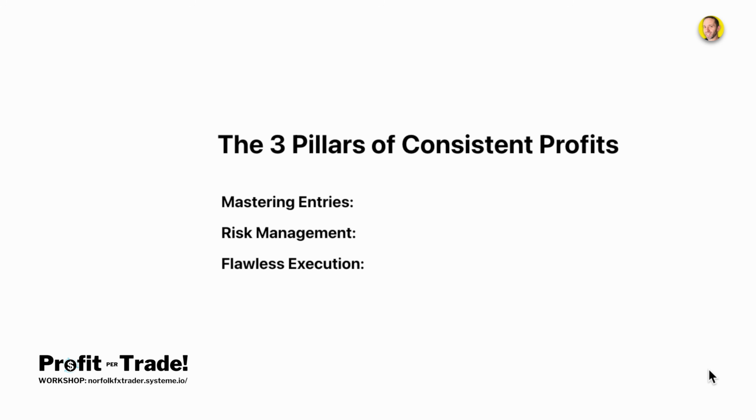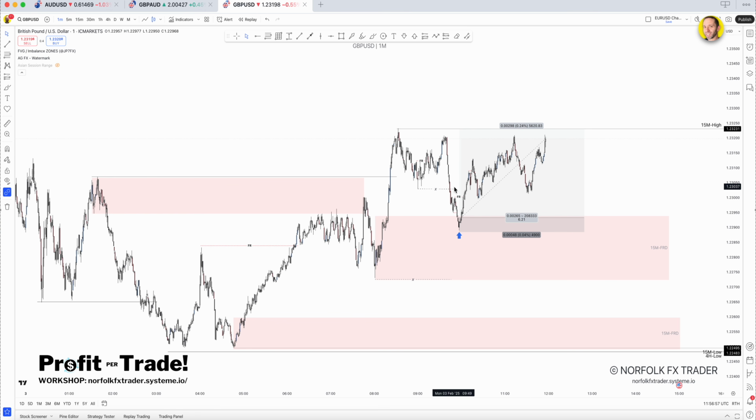Now we've done that quick recap, let's now look at the 3 pillars of consistent profits. Now this is going to entail understanding when it comes to mastering your entries, your risk management, with that flawless execution. Now the best way for me to demonstrate this is to actually show you a trade that I've taken today on the pound US dollar on a 1 minute time frame, and we'll go through exactly how you can apply what you learned in those previous videos and in this video today to help you with your trade entries.